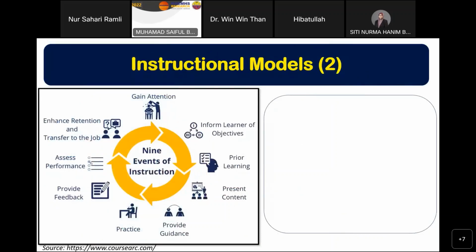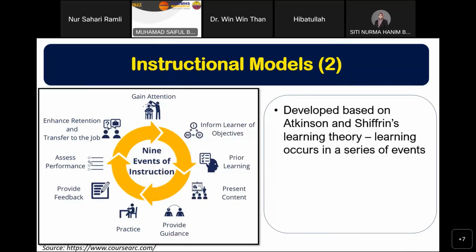The second model that is also frequently used in traditional education is Gagne's 9 events of instruction. This one has been developed based on Atkinson's and Shiffrin's learning theory. This learning theory states that the learning process occurs in a series of events, and the instruction model follows that series of events. It is quite comprehensive, and because of its comprehensiveness and also applicability, it has been frequently adopted in online learning.